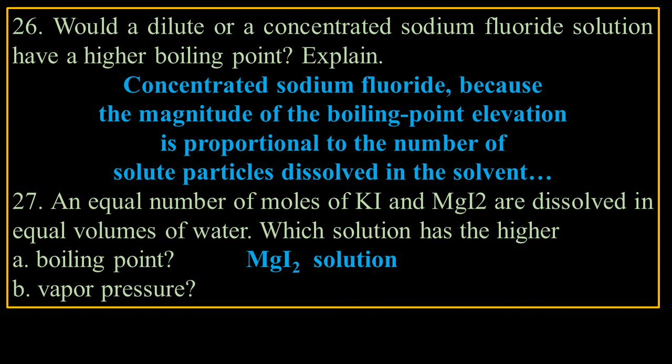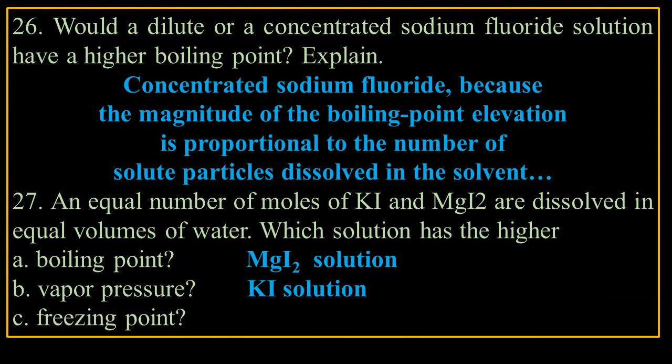What prevents something from going into vapor? Water, for instance. These are ionic compounds, so we're going to water. So potassium iodide solution, but why? An equal number of moles are dissolved in water; which would have a higher vapor pressure? Well, the potassium iodide would affect it the least, so it would be higher. If you put magnesium iodide in there, magnesium iodide is going to have 3 moles, 50% more particles, so it will have a greater effect.